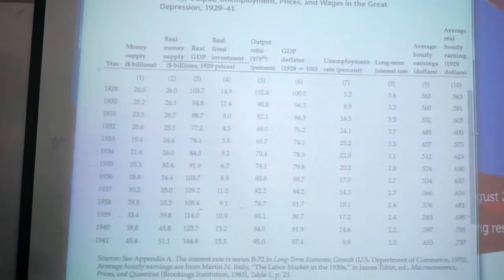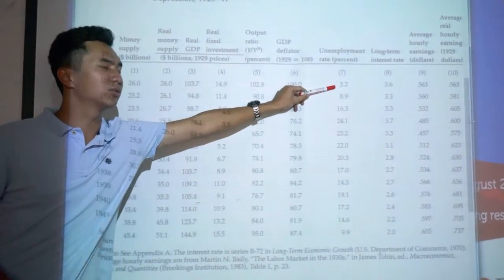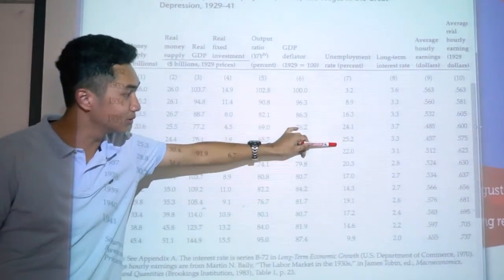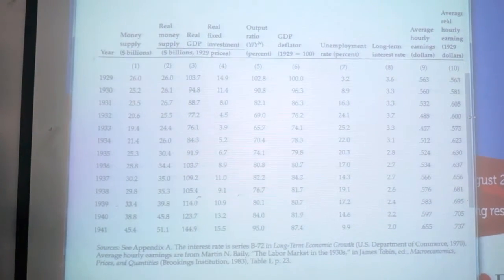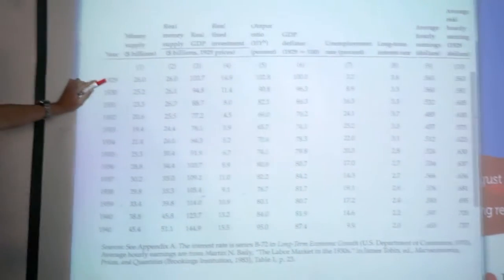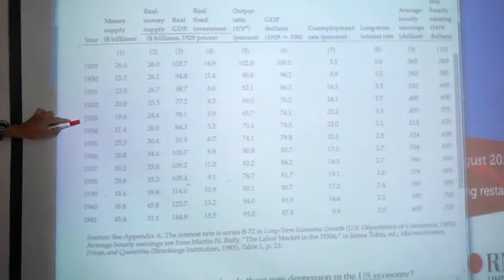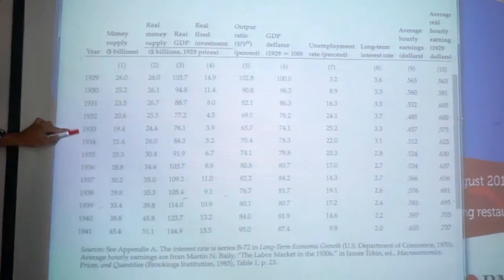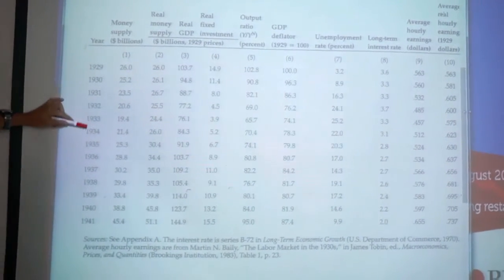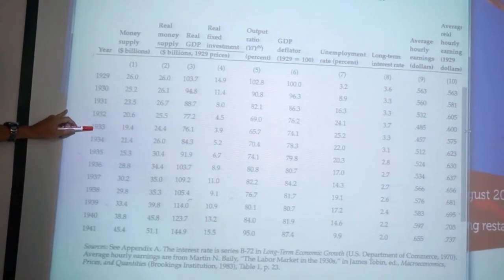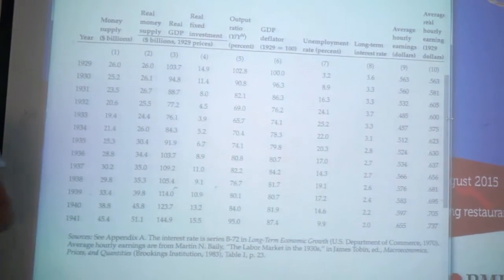The unemployment rate also increased from 3.2% up to 25.2%, also in 1933. So as we can see, from 1929 to 1933, the economy of the US was falling and met its bottom in 1933.